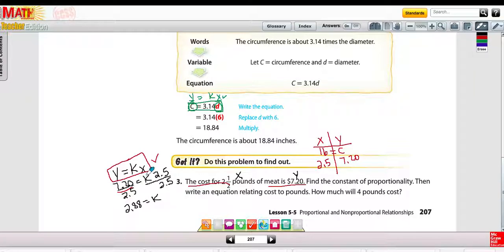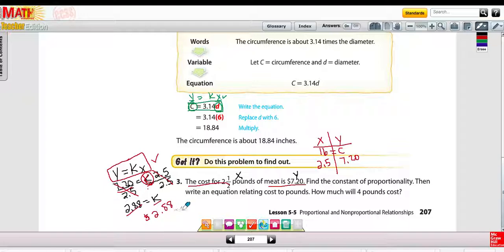Again, if you start off by writing the formula y equals kx, then we can substitute in the numbers. $7.20 equals, we don't know what k is, that's what we're solving for, and then for the x we're going to put in 2.5. Now to isolate the k, we want to divide both sides by 2.5. 2.5 divided by 2.5 is 1, leaving k by itself, and 7.20 divided by 2.5 is 2.88. So we would say that 2.88 is our constant of proportionality there. That means each pound is $2.88.